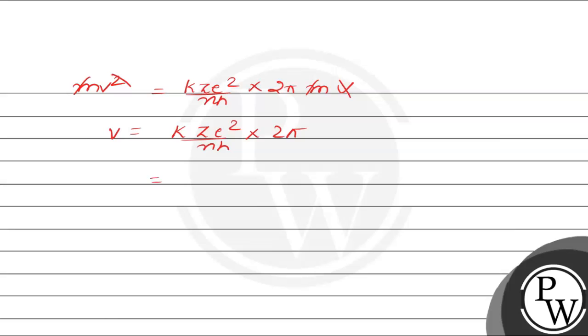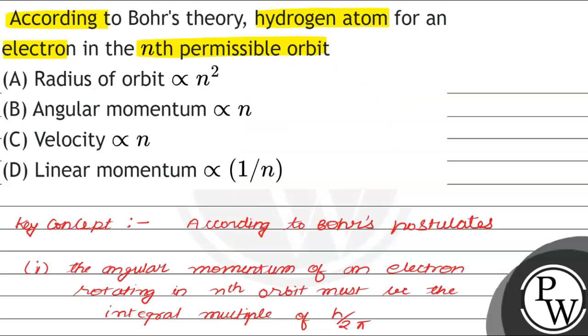Students, k is 1 by 4 pi epsilon naught. This is constant. Z is atomic number. This is constant. e represents charge on electron and proton. This is constant. 2 pi is constant. h is constant. So v equals, let's say from all we can write, k dash upon n. So from here we can see v is proportional to 1 upon n. But option C says that v is proportional to n. Clearly option C is incorrect.